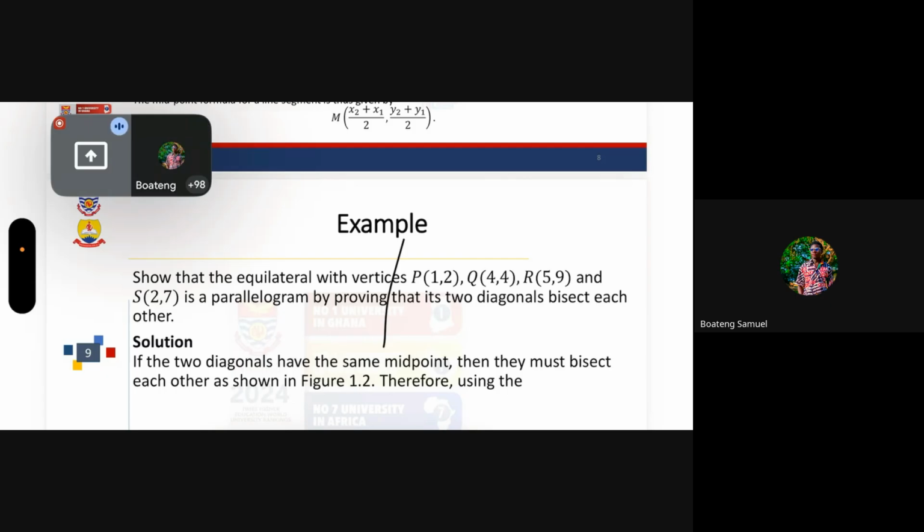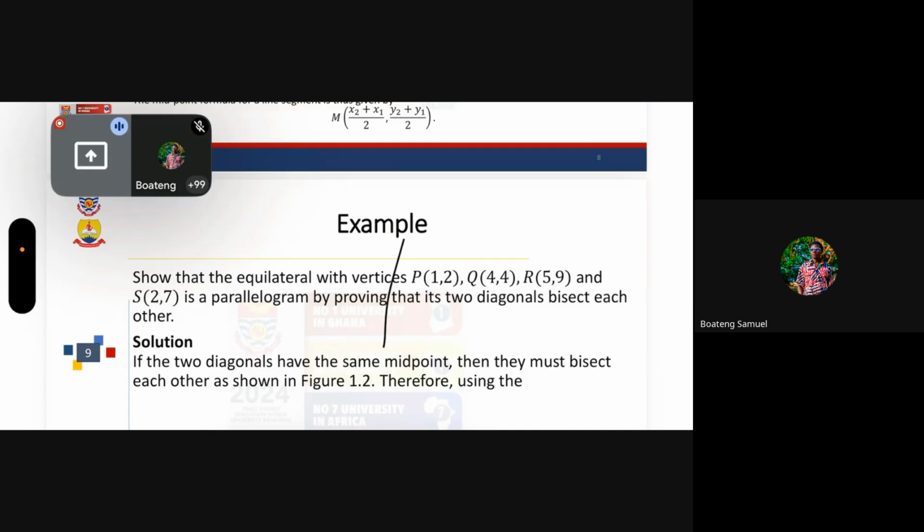Okay. So we want to apply that here. It says: show that the quadrilateral with vertices P, Q, R, and S is a parallelogram by proving that its two diagonals bisect each other. So we want to prove that.